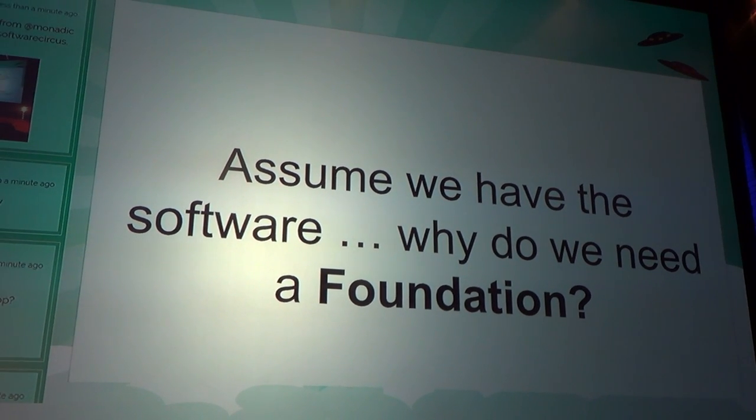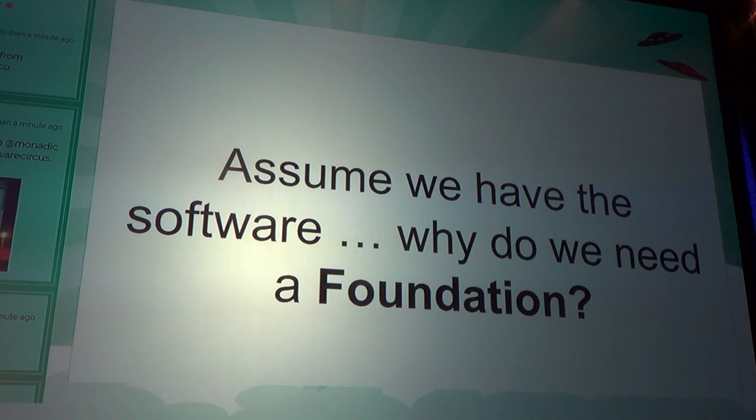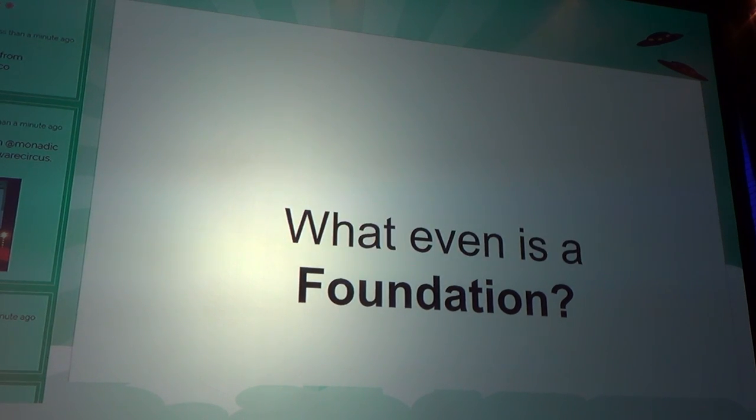So let's say we have the software. Great. What about this foundation stuff? Why do we need a foundation? Do I care about foundations? What even is a foundation? Does anyone know? Does anyone care?